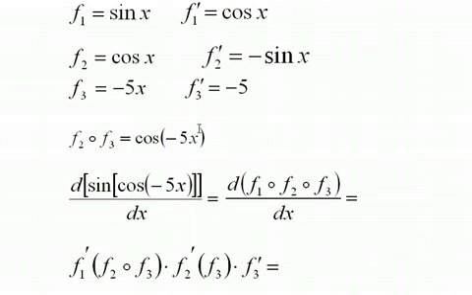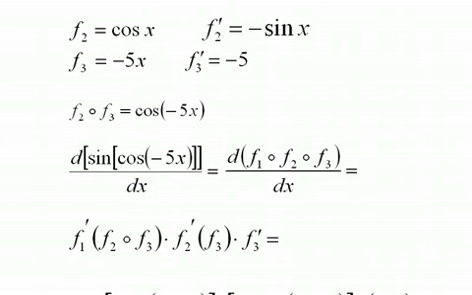Now all I have to do is plug in the right thing. I have to have f prime here, cosine, and put this inside, right? Cosine of cosine negative 5x. Then I have to have f prime of 2, which is negative sine x with f3 stuck in, and then times f prime negative 5. And that's what I do right here.